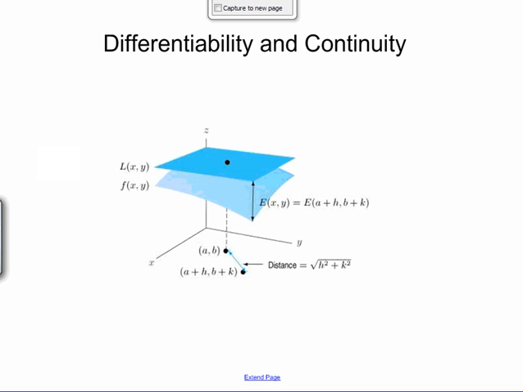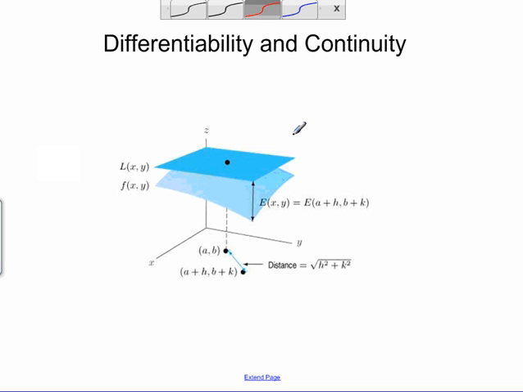In this video, we're going to be looking at differentiability and continuity. As a preliminary reminder, let's look at this graph where we're taking some function f of x, y, and we're making a linear approximation of that function at the point (a, b).